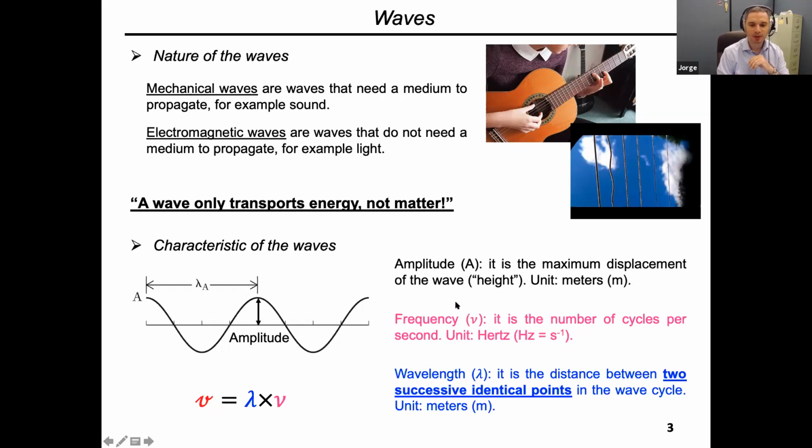Second is frequency. That's the number of cycles per second, the number of waves per second that is being produced. The unit in the international system is hertz, and hertz is the same as seconds to the -1.